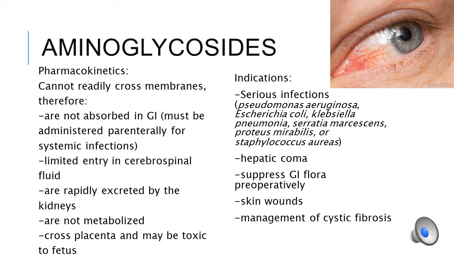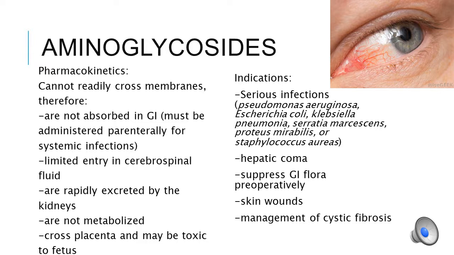Indications for aminoglycosides. As mentioned before, these antibiotics are effective against gram-negative bacteria. They are used to treat serious infections of Pseudomonas aeruginosa, E. coli, Klebsiella, Proteus mirabilis, and others. They are also used in combination therapy against Staphylococcus aureus.